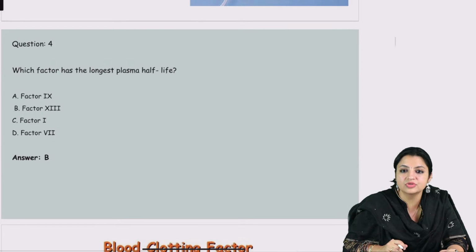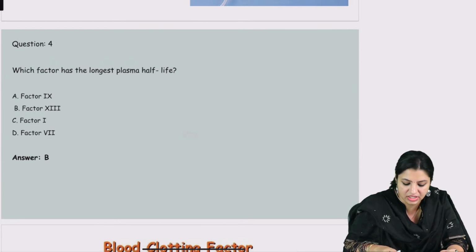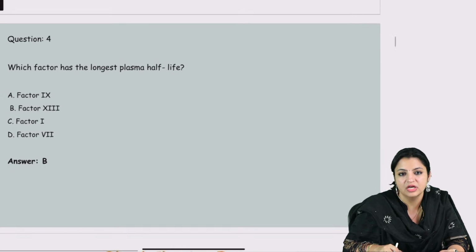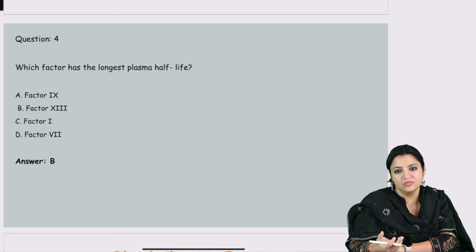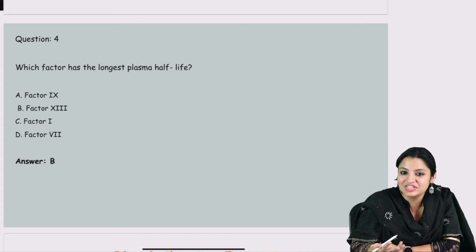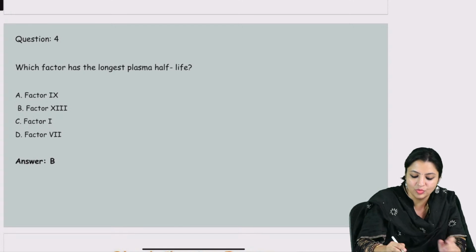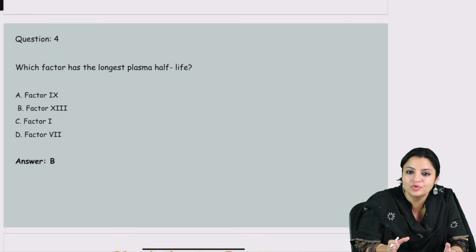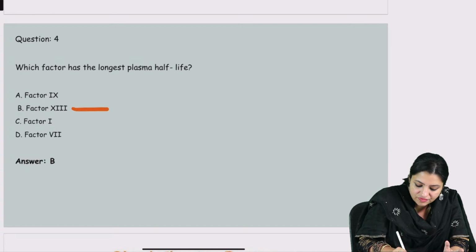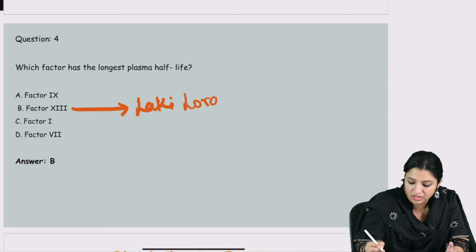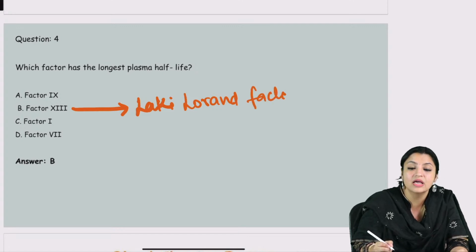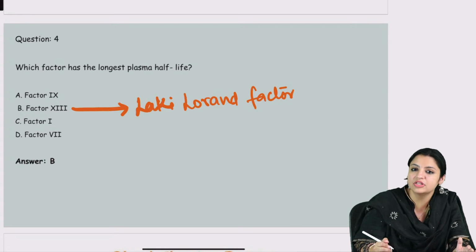Now the next question is, which factor has the longest half-life? Out of these, which factor has the longest half-life? Yes, all of you know this; it is a very important question. I gave this question because I wanted you to analyze that there is a factor which is very important. Factor 13 is called the Laki-Lorand factor, and it is very important because it has a very long half-life, approximately 8 days to 2 weeks, and this factor acts after the clot is formed.